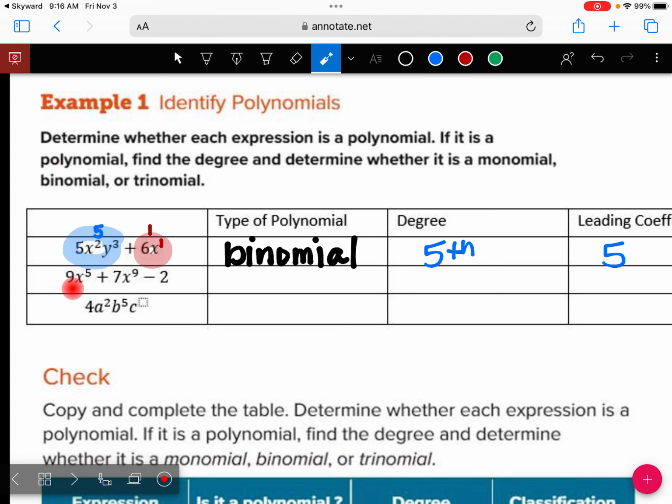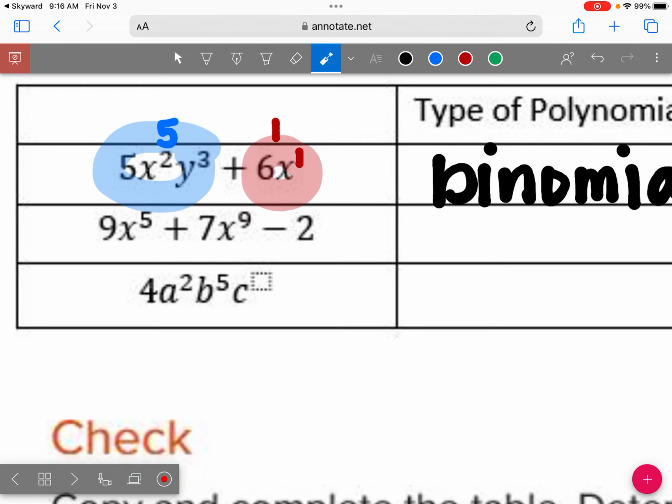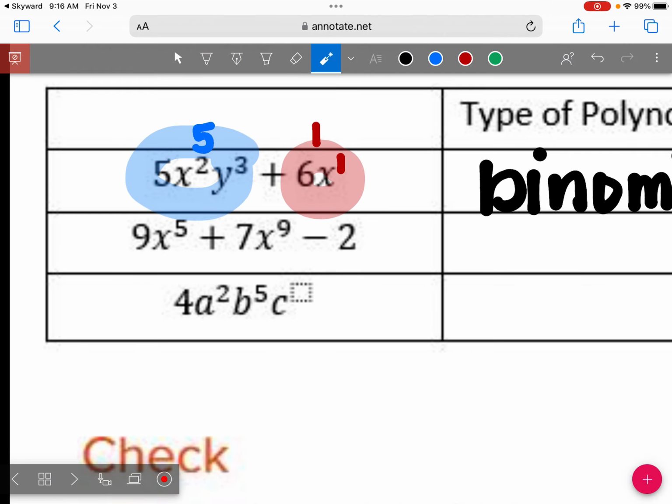All right, let's look at this second one here. Let me zoom in really close. I have 1 term, 2 terms, 3 terms. So what do we call it when there are 3 terms? A trinomial. Good.